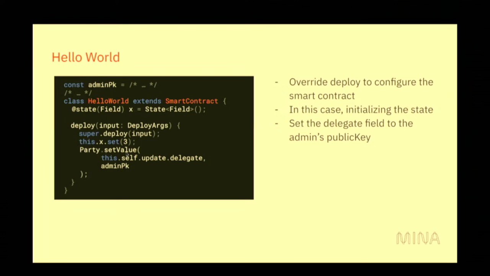And then we have this party.setValue, this self-update delegate admin private key. Don't worry too much about party. What this is doing is it's basically taking a property of the ZK app account and changing it to something different. In this case, we're setting this property to the admin public key so that we can verify that the private key corresponds to this public key and only allow people who possess the private key to interact with this smart contract.